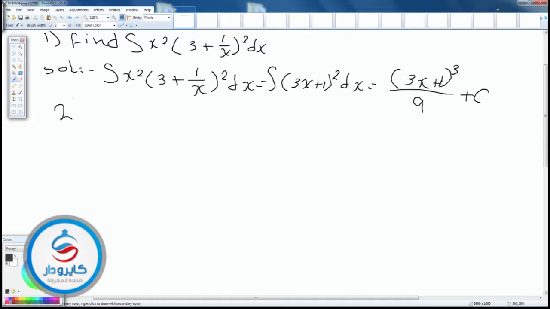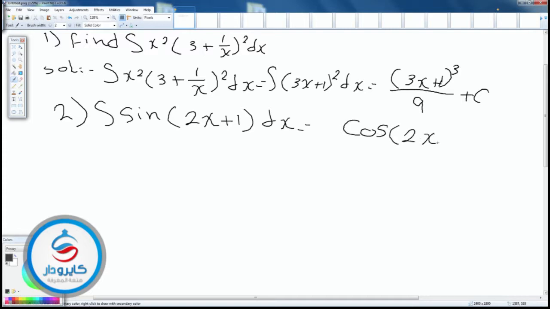Question number 2. Integral of sine 2x plus 1 with respect to x equals. The integral of sine equals negative cosine 2x plus 1, and the derivative of 2x equals 2, so we must multiply by half, plus c.